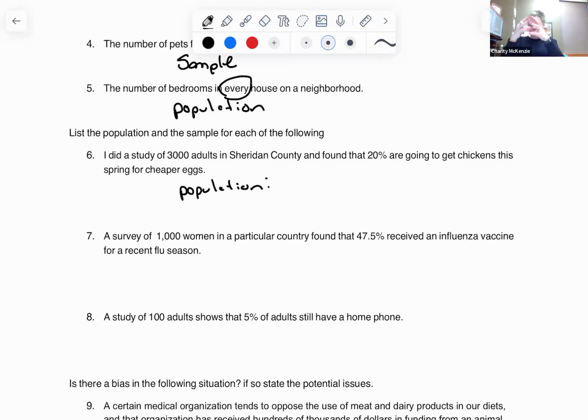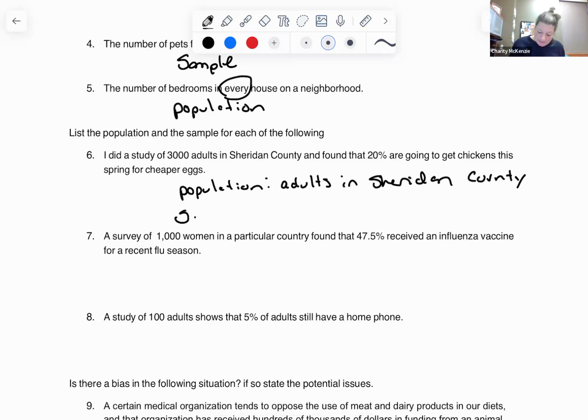What's the name of the group? Well, it's the adults in Sheridan County. My U kind of looks like an R. Okay, so that's our population.